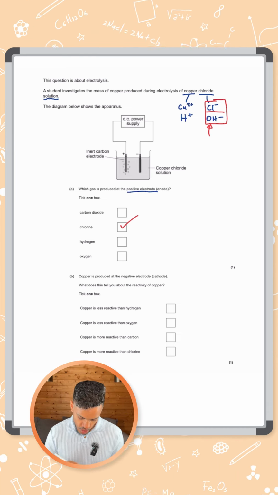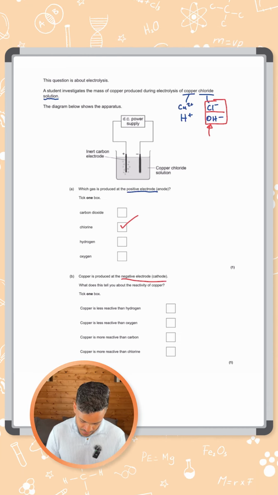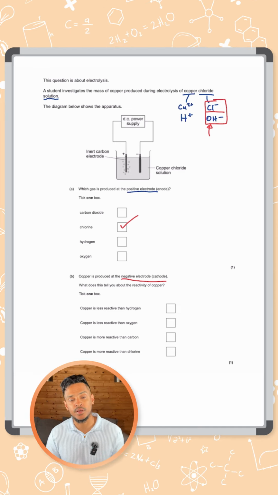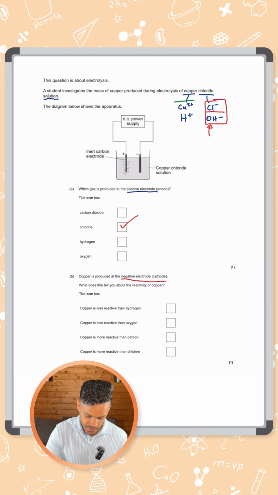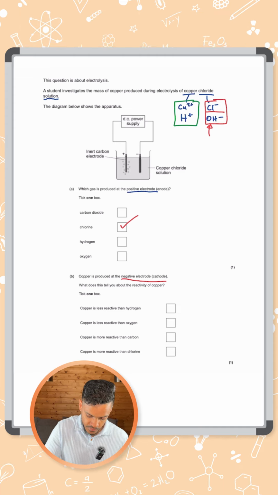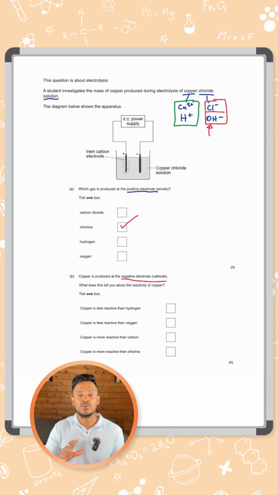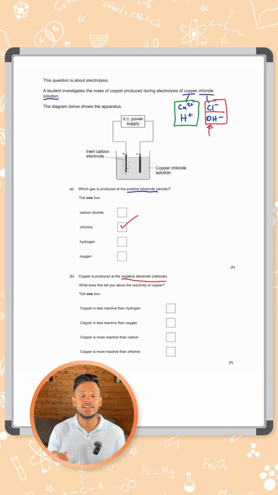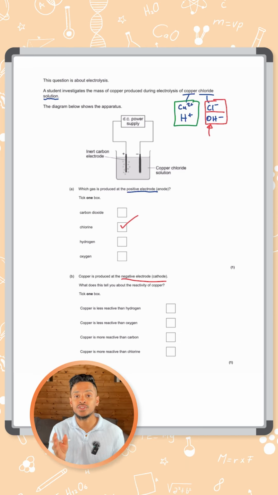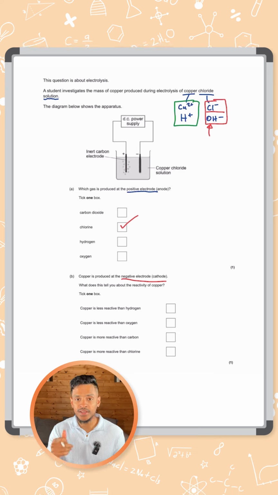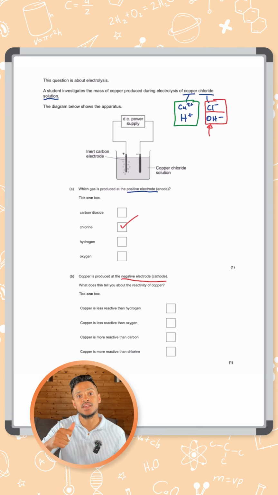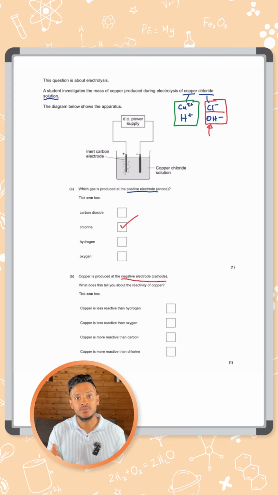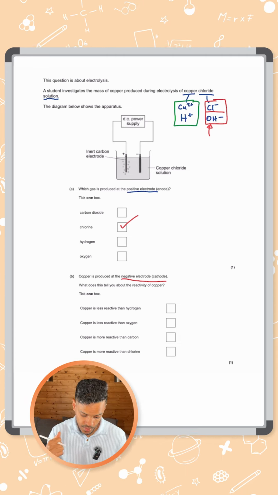Second part of the question: copper is produced at the negative electrode, the cathode. What does this tell you about the reactivity of copper? So for the positive ions, there's another set of rules that you use, which is all to do with reactivity. And the rule is the less reactive metal will always go to the cathode. So you're always going to have H+ because it's a solution, and the other ion is going to be the metal which is in your electrolyte.